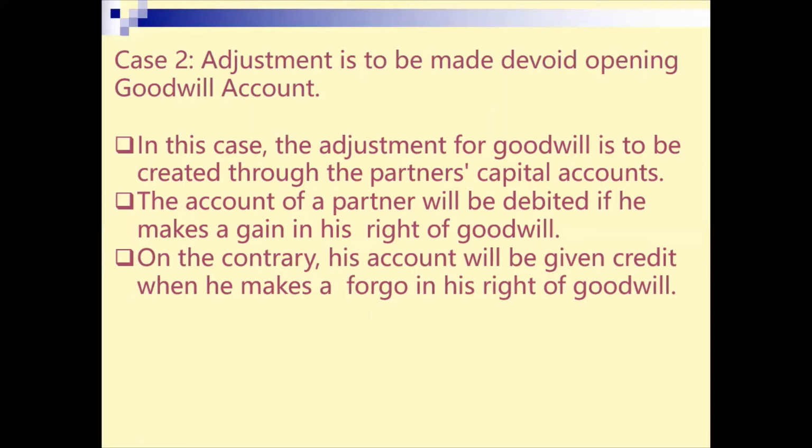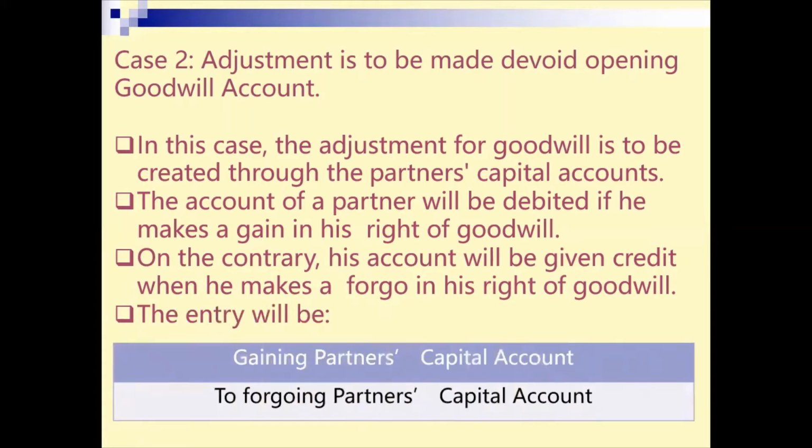That is now in the case where we are talking about the new profit sharing ratio. That is done through the following entry. To create goodwill directly in the partners' capital accounts, debit the capital account of the gaining partner, and for the foregoing partners, credit their capital account.